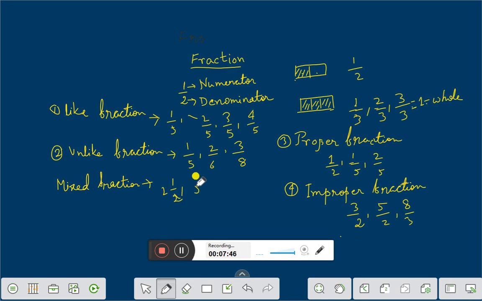Another, suppose 5 1 by 3. These are mixed fractions. 5 is the whole number and 1 by 3 is the proper fraction, right? Another example, suppose 7 2 by 3. These are all mixed fractions. That means this 7 is the whole number and 2 by 3 is the proper fraction. That means a fraction in which one whole number is there and one proper fraction is there, therefore it is known as a mixed fraction.